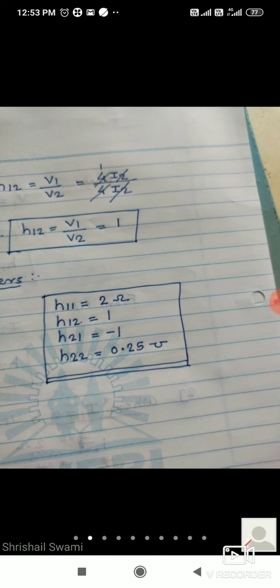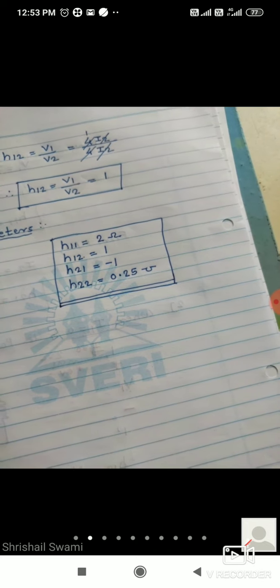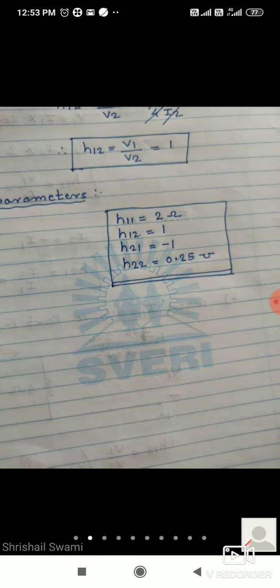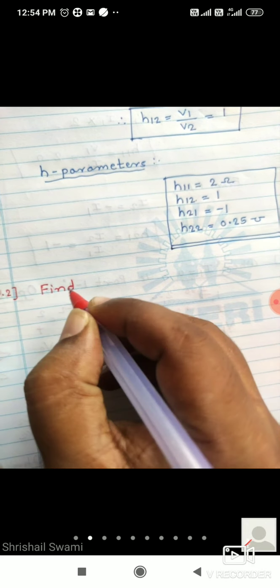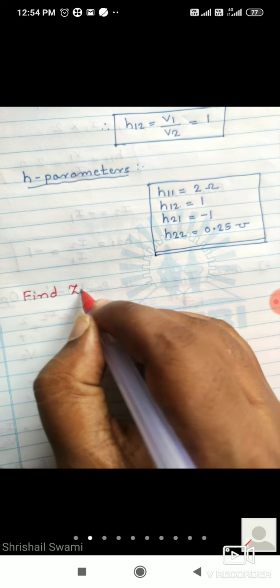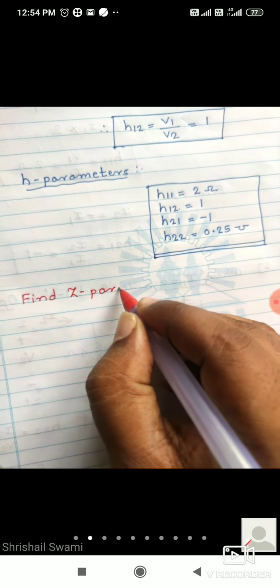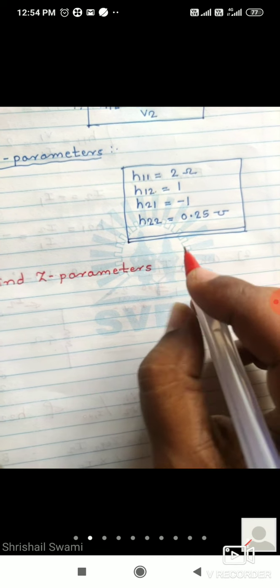Okay, so we will continue with the second problem now. Question number 2. Find Z parameters. This question was asked in the university question paper for 4 marks. Find Z parameters of given network.